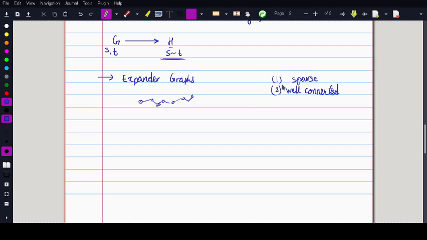So you can see how these two things are contrasting. Let's consider for example a complete graph on n vertices. We know that this is fully connected, and it's not sparse because it's entirely dense. In fact, it's the most dense graph possible, and it's also obviously well connected.